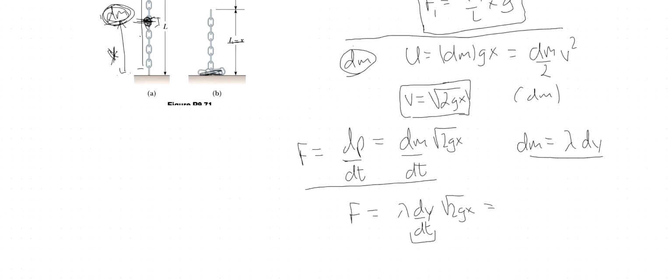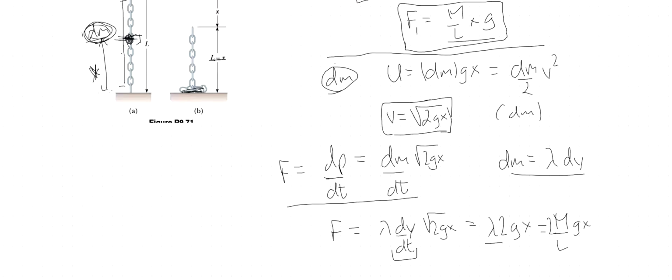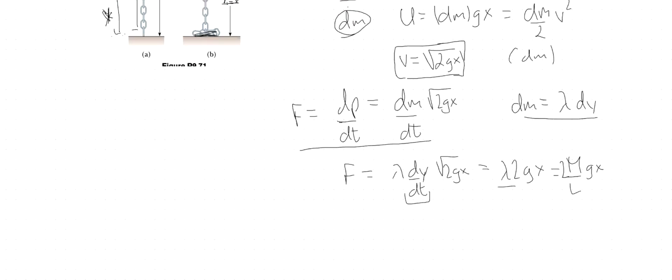So what you're going to have in the end is lambda times 2gx, or if you substitute for lambda, it's going to be m over L times 2gx. Here was our first force, F1. This is our second force, F2. And the total force is going to be 3mgx divided by L. So that's the full solution.